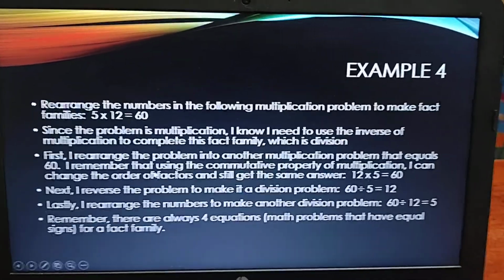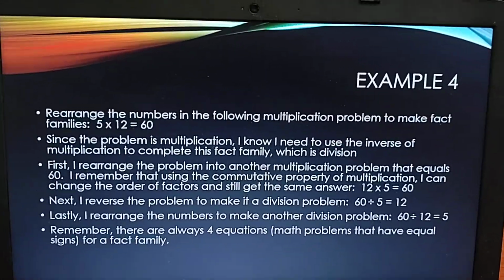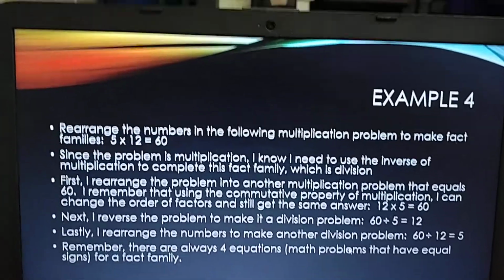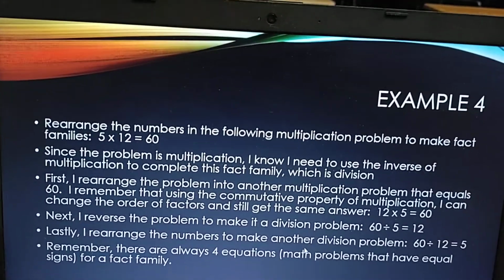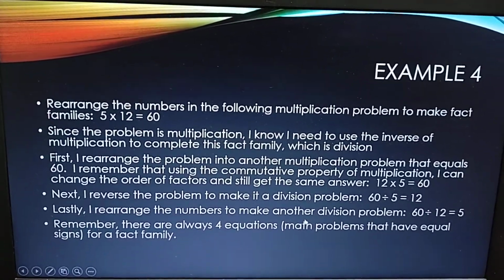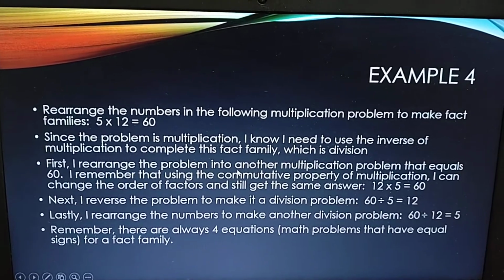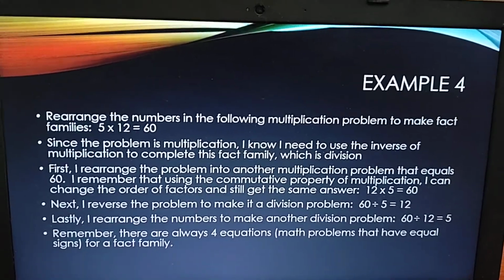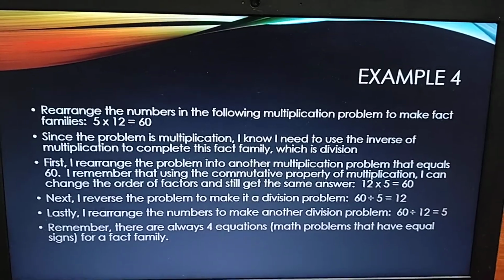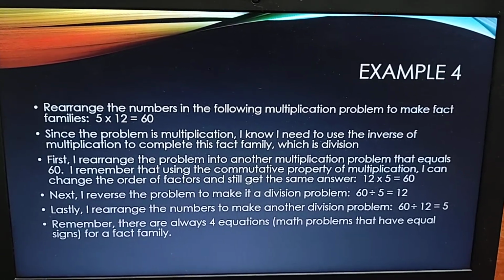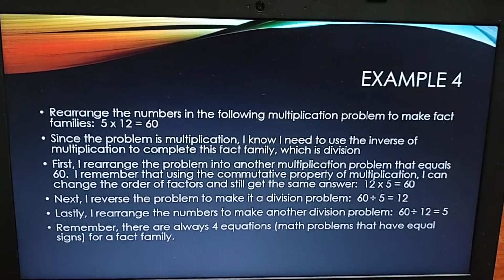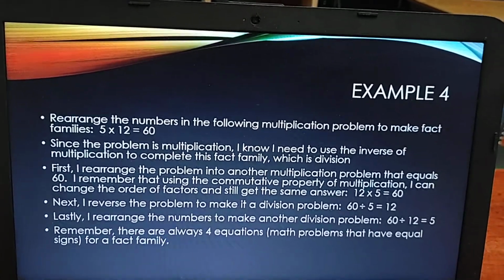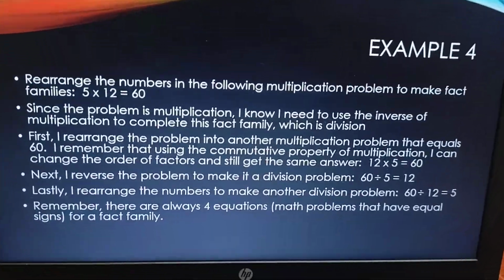Lastly, in example 4, we have fact families. In this particular example, we want you to rearrange the numbers in the following multiplication problem to make fact families. The problem is 5 times 12 equals 60. Well, since the problem is multiplication, I know to use the inverse of multiplication to complete the fact family, which is division. First, I rearrange the problem into another multiplication problem that equals 60. I remember that using the commutative property of multiplication, I can change the order of factors and still get the same answer. So, I rearrange 5 and 12 into 12 times 5, and that still equals 60.